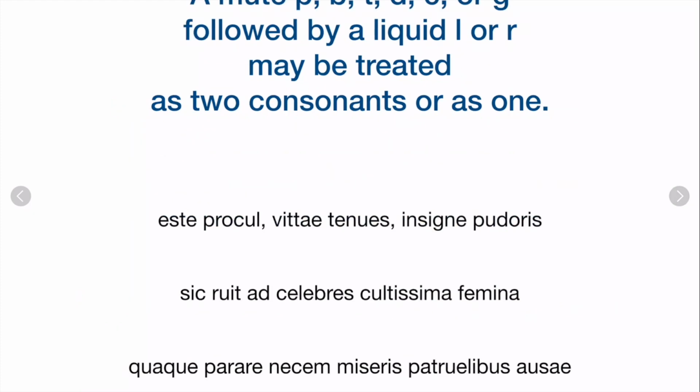All right. A mute, that's a P, a B, a T, a D, a C, or a G. Okay, so labials, dentals, velars, followed by a liquid L or R, can be treated as two consonants or as one. The author has a choice. Okay, so we'll look at a few examples here.